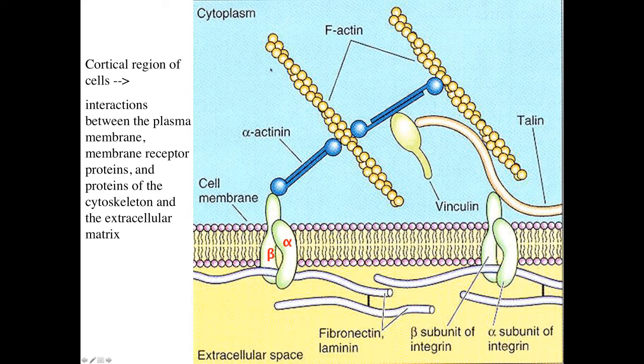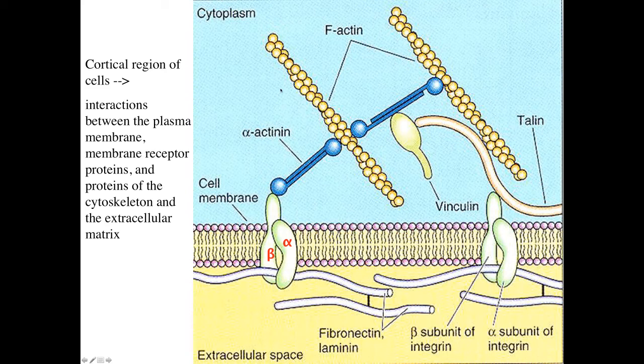Now, here is a little more complex diagram, not of a red blood cell, but just of a hypothetical epithelial cell, and it's showing the cortical region of the cell. That is the region of the cell shown on the top near the plasma membrane. Here is the lipid bilayer, and it's showing integral membrane proteins. Here they're alpha and beta subunits of integrin that are interacting with cytoskeletal proteins like alpha-actinin or vinculin or talin.